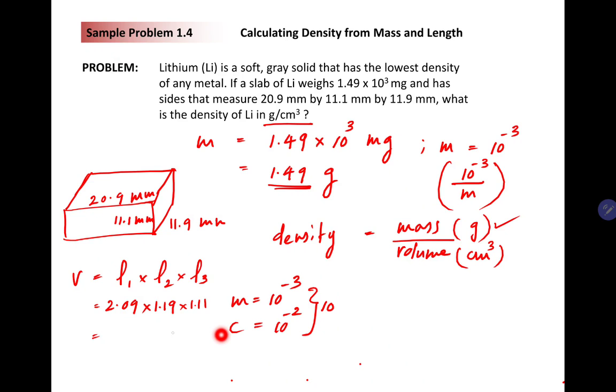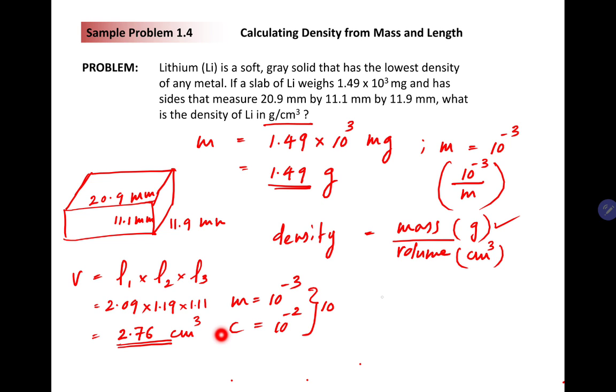So this will be in cubic centimeters. Let's punch these numbers in our calculator: 2.09 times 1.19 times 1.11. Of course, you have to have a calculator in the exam. Don't use a cell phone in the exam or you will get in trouble. That gives 2.76. Double check these calculations.